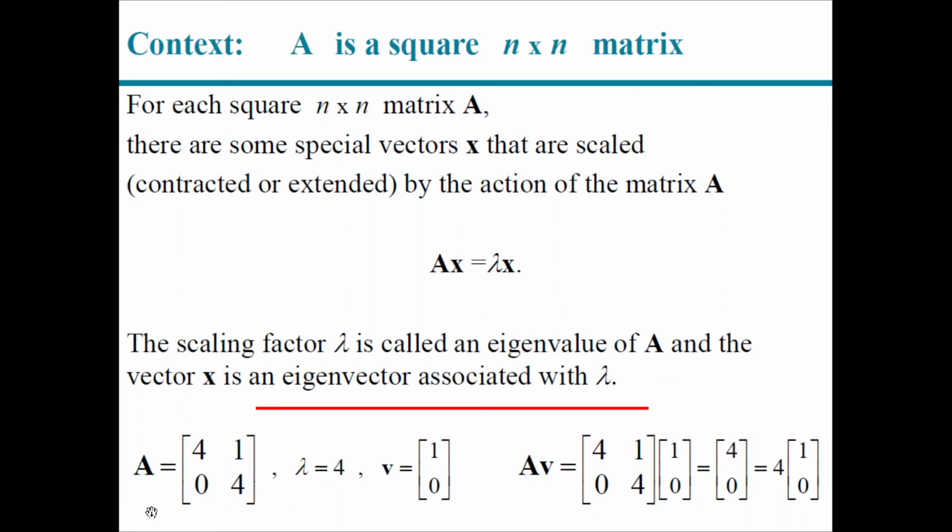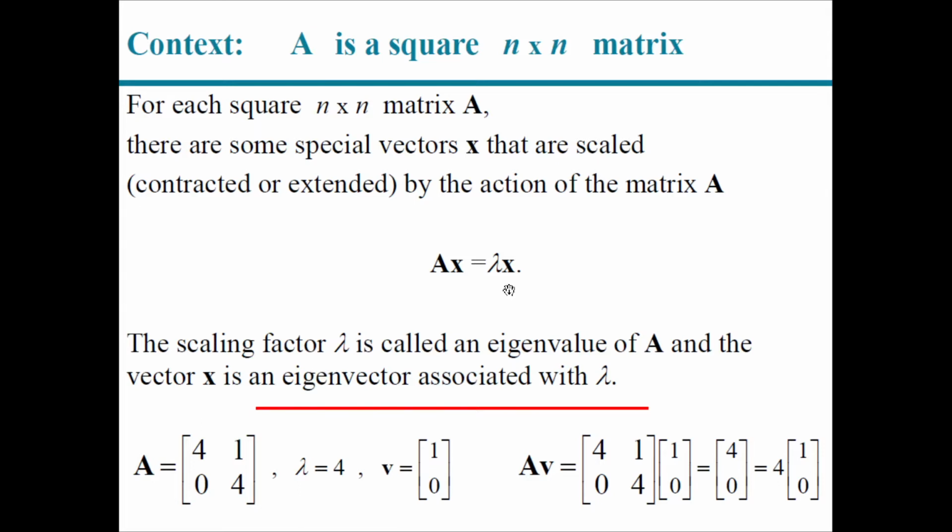For instance, here I have a 2 by 2 matrix A, 4, 1, 0, 4, so upper triangular. If I check the vector 1, 0 and I multiply A times the vector v, the result is 4, 0, which is actually just 4 times the original vector v. The original vector was 1, 0, so A times v is actually 4 times v. Then you say, hey, that's something special. I take my vector, multiply it by a matrix, and the result is just some scalar multiple of my original vector. So we will say that 4 is the eigenvalue of matrix A, and the vector v, 1, 0, is the eigenvector associated with that eigenvalue. The eigenvalue is like a scaling factor in this relation.